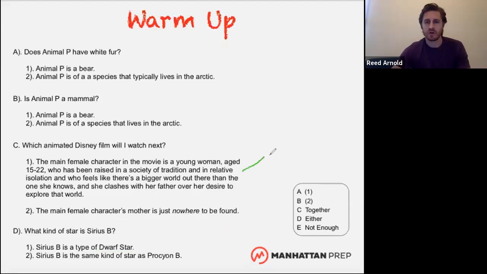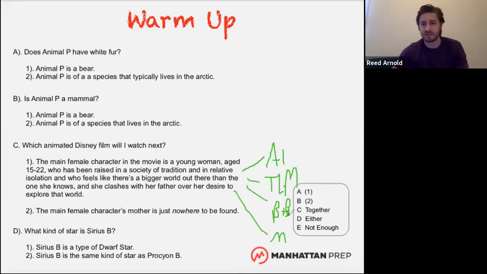Like this basic trope about a female who lived in a pretty isolated place, who wants to explore the world, and the father says no. That fits Aladdin. That fits The Little Mermaid. I think it even fits Beauty and the Beast. It fits Moana more recently. It fits all these possible things. And since I don't know which one it is, I can't answer the question. Which one are you going to watch? I don't know. There are thousands of these movies apparently.